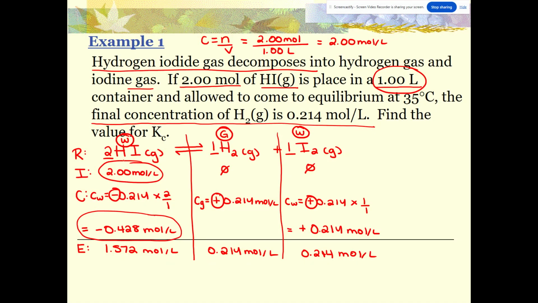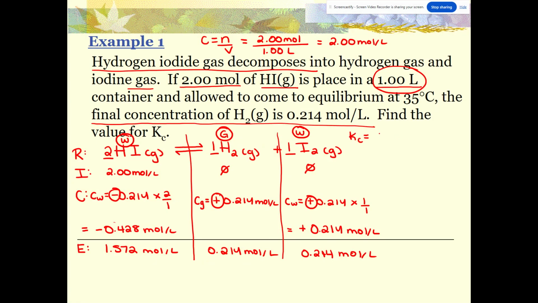Okay, so again, you take the initial, apply the change. For the HI, it is to subtract 0.428 from the initial of 2, and that's how we are left with our equilibrium concentration for everything. So now I can find my Kc.